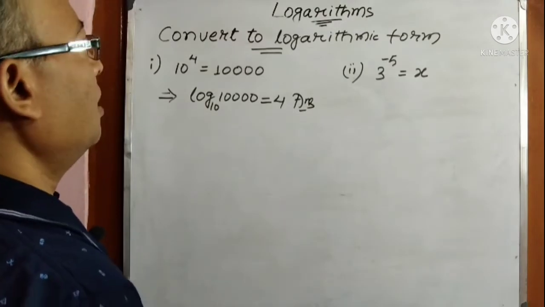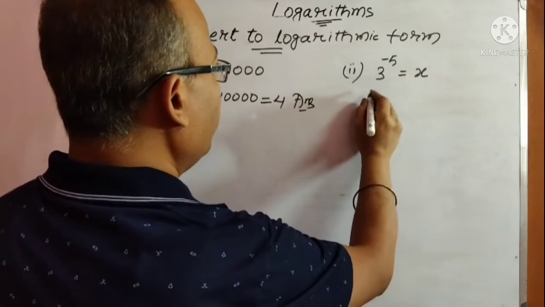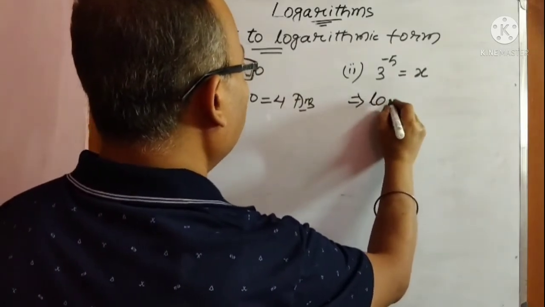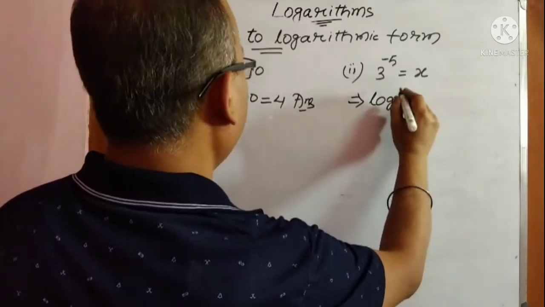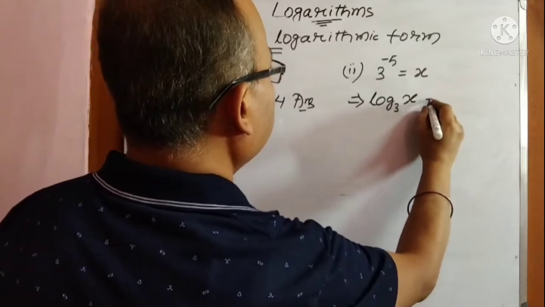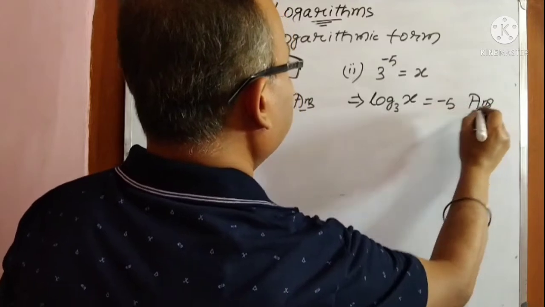Clear? Now next question, 3 to the power minus 5 is equal to x. How will we write it in logarithmic form? We will write log x to the base 3 is equal to minus 5. So this is your answer.